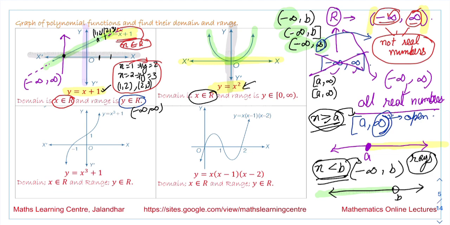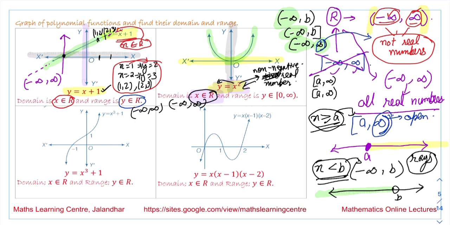We are saying that we can substitute any value of x. This function is defined for all real numbers R. It means the domain of this function is minus infinity to infinity, and the answer we will obtain is always a non-negative real number. That is, the answer can be 0 or greater than 0.